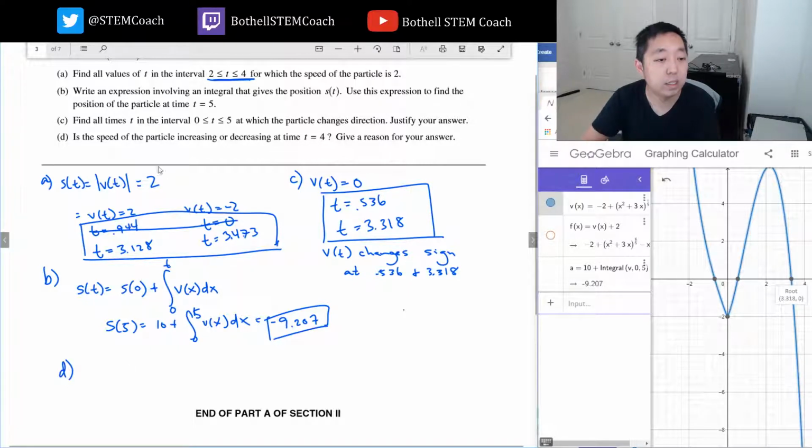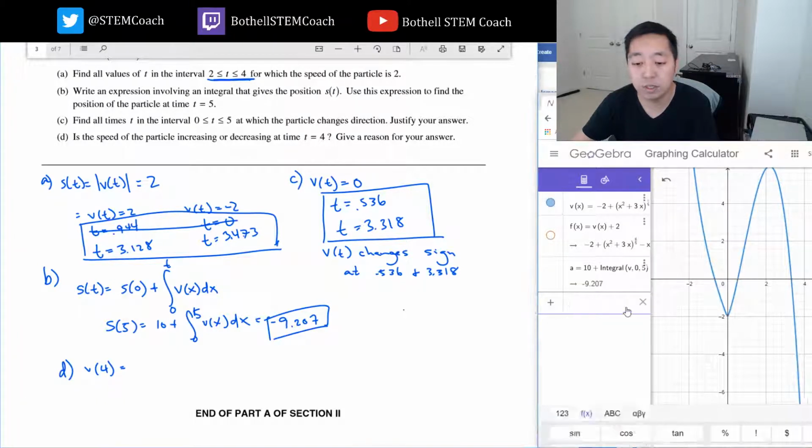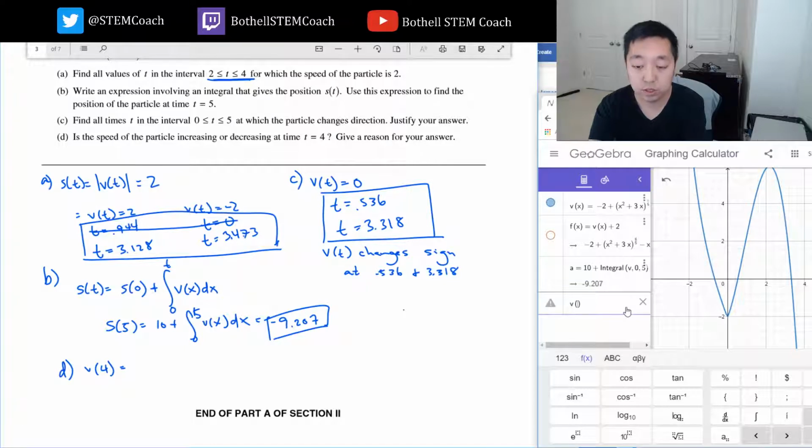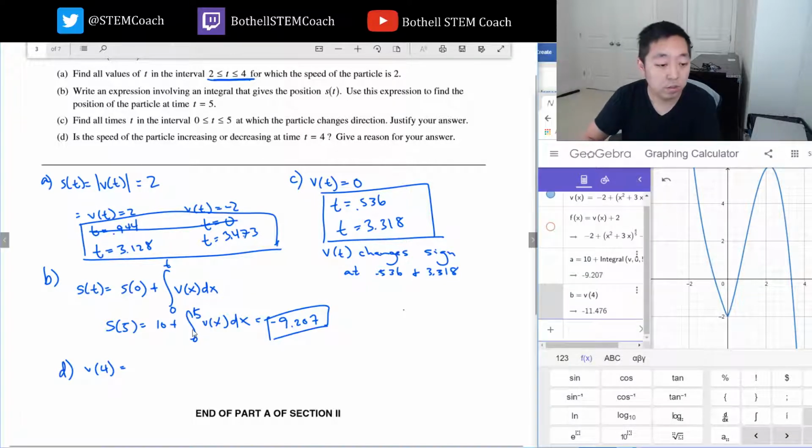And then D: is the speed of the particle increasing or decreasing at time t equals 4? So the speed of the particle, they want to know the rate of change of the velocity at t equals 4. Well, let's first find what the velocity at 4 is, and that'll tell us. I mean, we could see it from the graph. You can see it's increasing because it starts off negative and it's getting more negative. So let's just do v of 4. v of 4 is negative 11.476. So it's going to the left at 11.476 velocity.